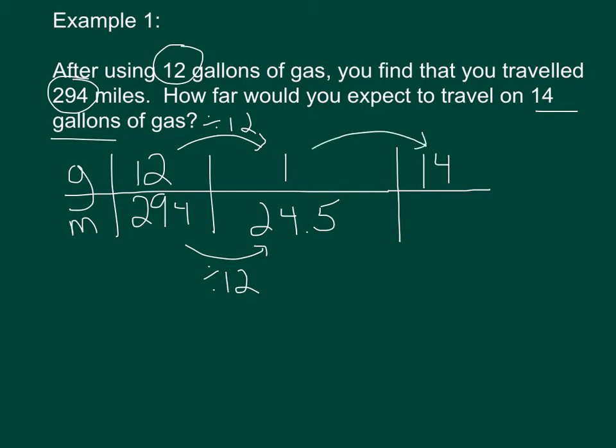Still need to find out how far I can go on 14 gallons. So I'm going to do 1 times 14. Same thing on the bottom. 24.5 times 14. Again, I'm using my calculator, and I get 343. So that's my answer. 343 miles on 14 gallons.